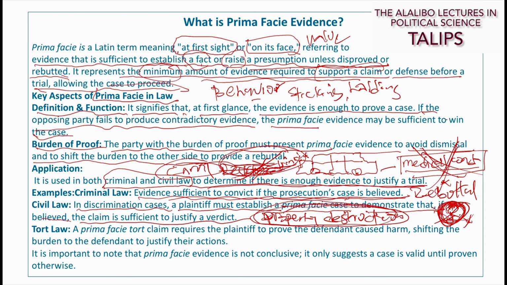Now you get the picture and you get where we're going with this. So in tort law, then, a prima facie tort claim requires the plaintiff to prove the defendant caused harm, shifting the burden to the defendant to justify their action. The defendant caused harm. And harm here is not really physical harm, but reputational harm.